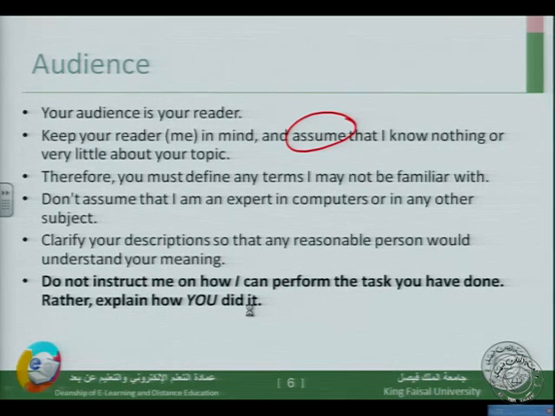Do not instruct me on how I can perform the task you have done. Rather, explain how you did it. So, you need to explain how you did it. I don't need your explanation of how I understand you. But you need to explain by yourself how you did it so I understand it. Is that good advice? Let us move on.